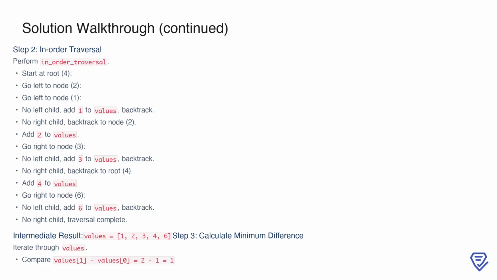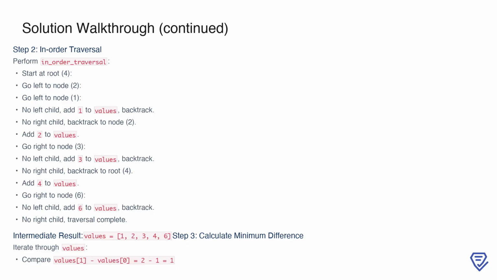Starting at the root, node 4, we move left to node 2, then further left to node 1. Since node 1 has no left child, we add 1 to the list of values and backtrack. After processing node 1's right child, which doesn't exist, we return to node 2, add 2 to the list, and move to its right child, node 3. Node 3 has no left child, so we add 3 to the list and backtrack again.